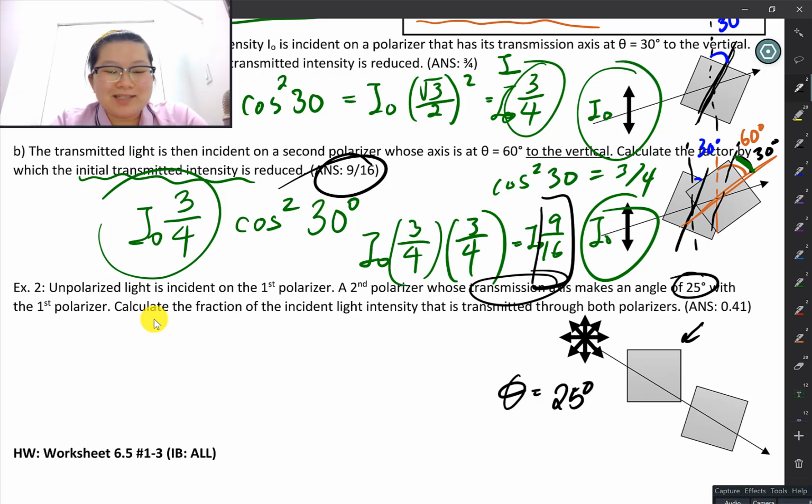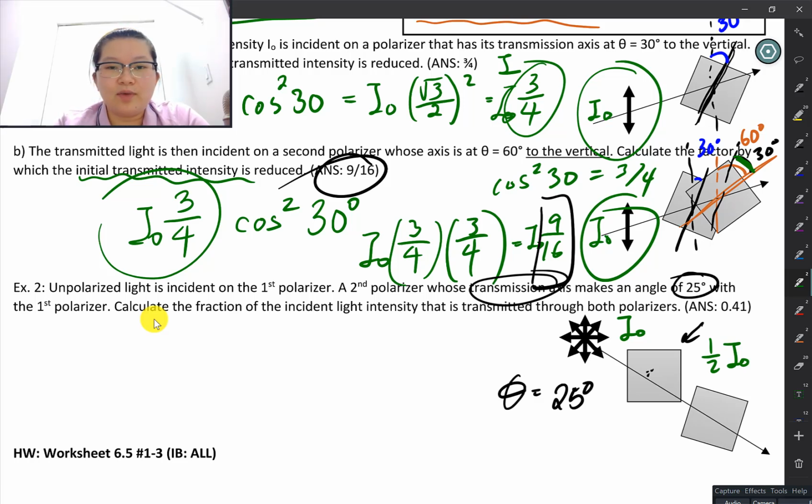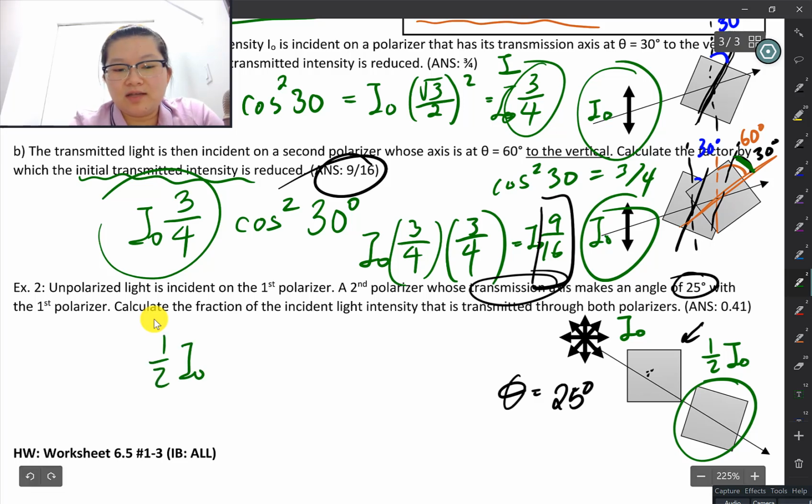But what this question is getting you to think about is that when you have unpolarized light onto the first polarizer, we know that the intensity is halved. Okay, so let's say this is I naught, then this is half of I naught after going through the first polarizer. So we have to factor in the half when we calculate our final answer. After going through the second polarizer, this is 1/2 of our initial intensity times the cosine squared of 25 degrees.